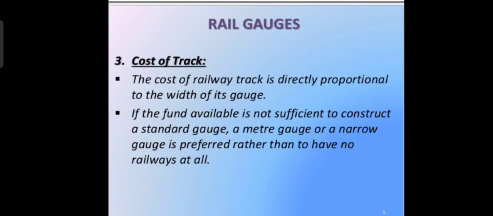Cost of track. The cost of a railway track is directly proportional to the width of its gauge. If the fund available is not sufficient to construct a standard gauge, a meter gauge or a narrow gauge is preferred rather than having no railway at all.